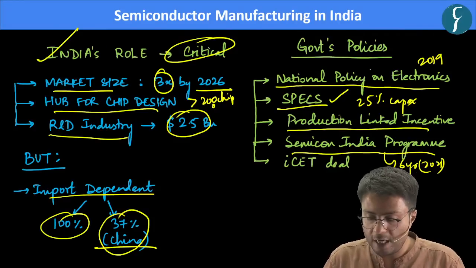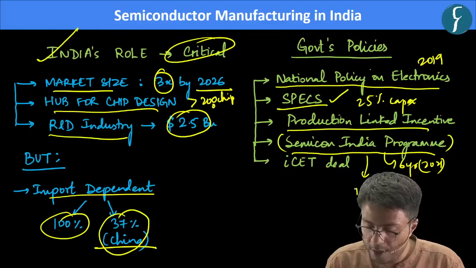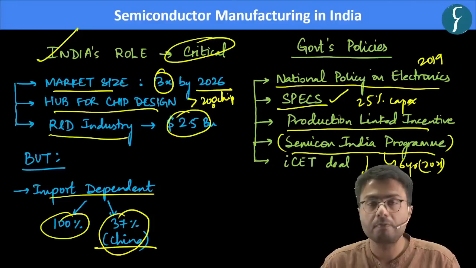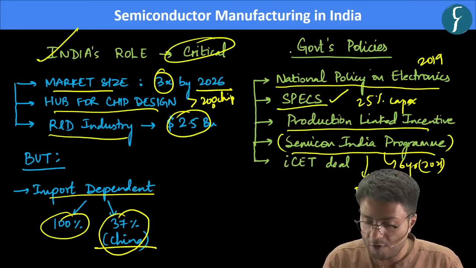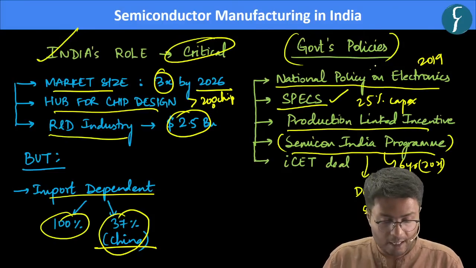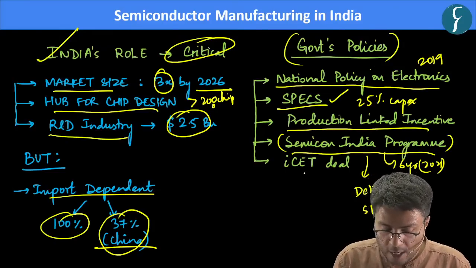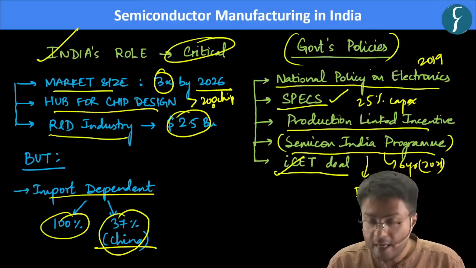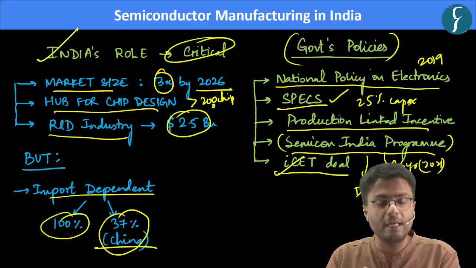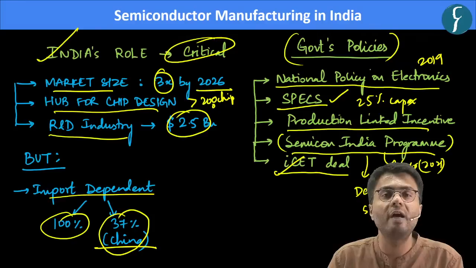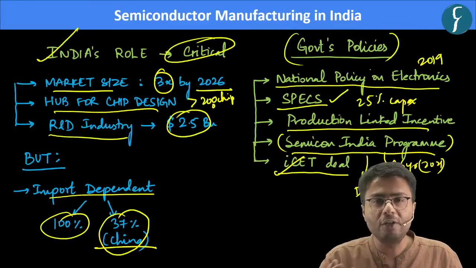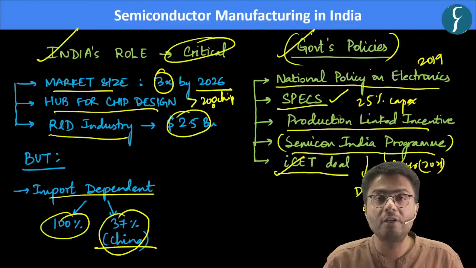And the nodal ministry for this scheme is the Department of Electronics and Technology and the Semiconductor India Mission. Also important for government policy was that the Indian government signed a deal with the US, known as the Initiative for Critical and Emerging Technologies. This deal will enable India to access technologies which will be utilized for manufacturing of high-end semiconductors and chipsets.